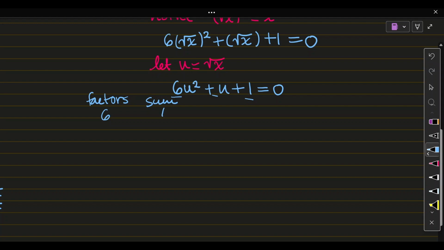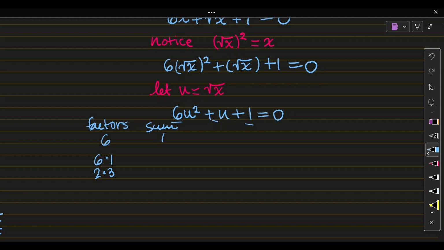So I want factors of 6 that add to 1. So I have factors of 6 are 6 and 1, 2 and 3, and that's kind of it, right? So it looks like I don't have any nice factors that I can use here, so I'll need to use the quadratic equation, okay?